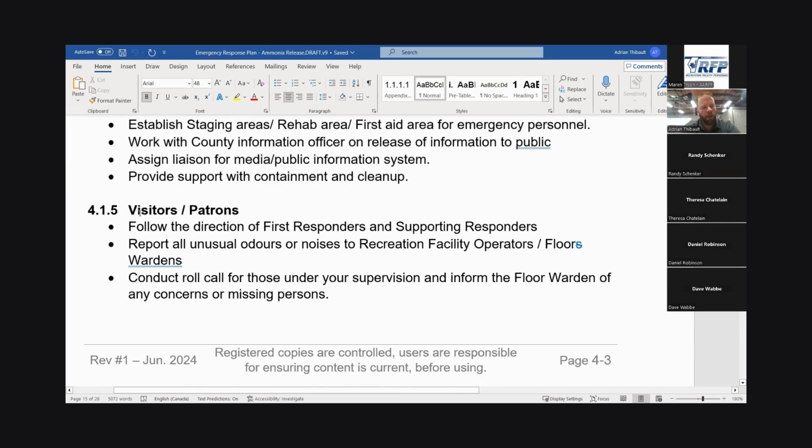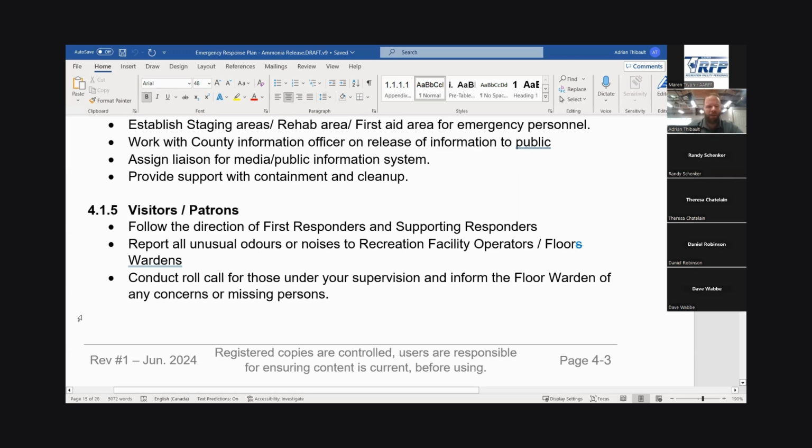And this one's always the interesting one, the visitors and patrons. They're going to follow the directions of the first responders and supporting responders. You will note that we're not going to track them, because they're the wild cards, and they might just hop in their cars and say, oh, well, this place is closed. We know we got ice at Okotoks, so we're gonna go down there.